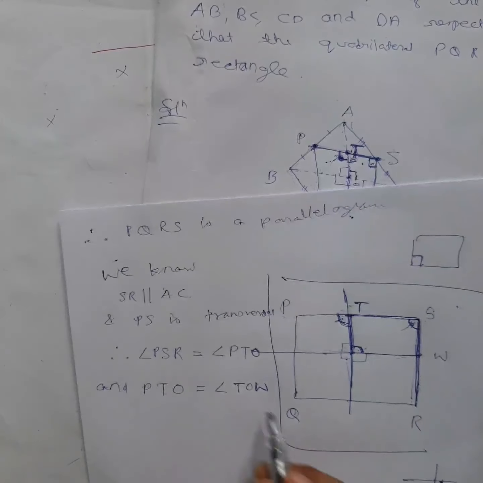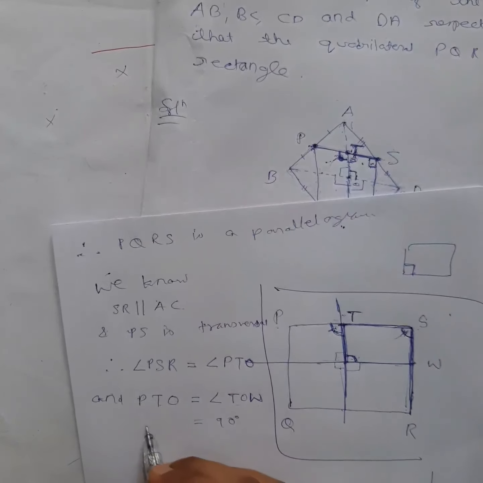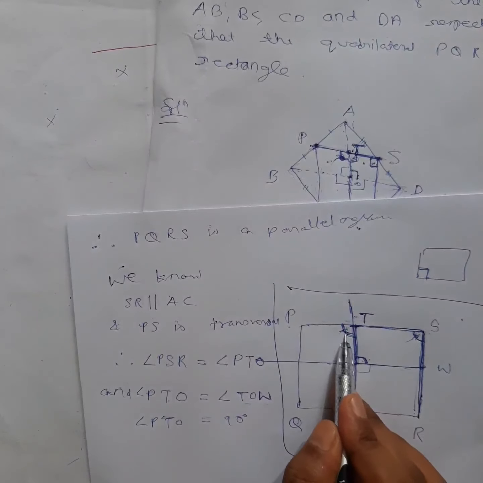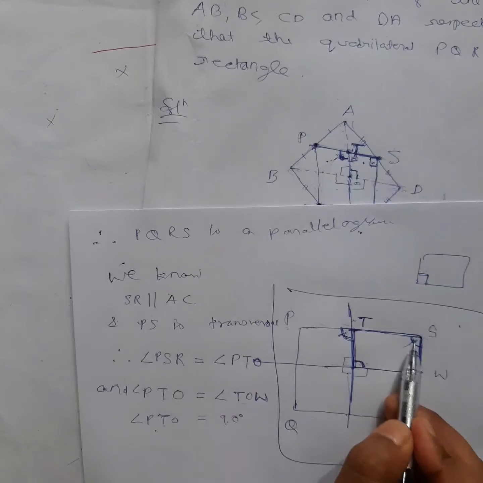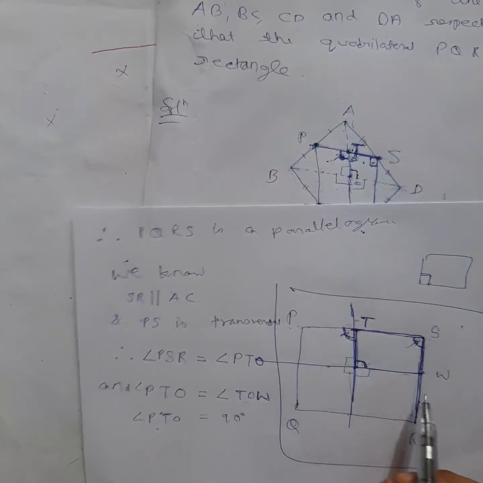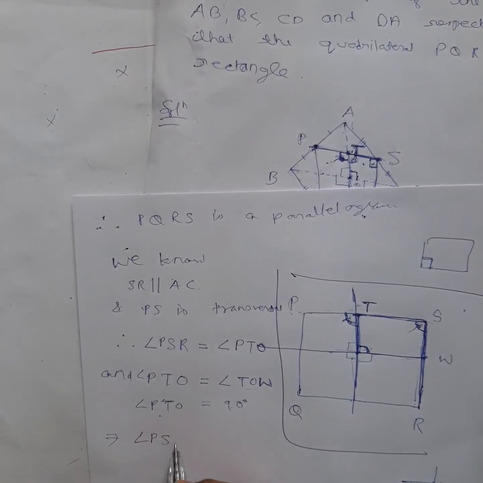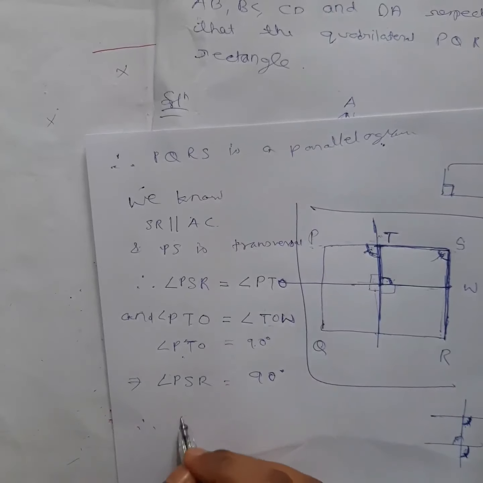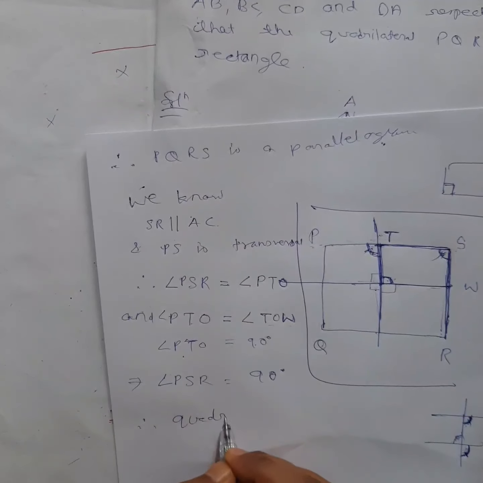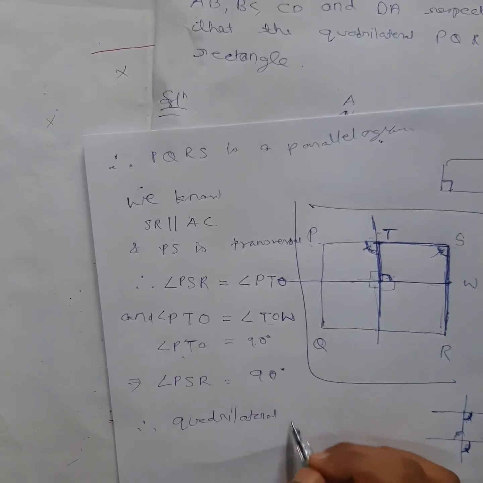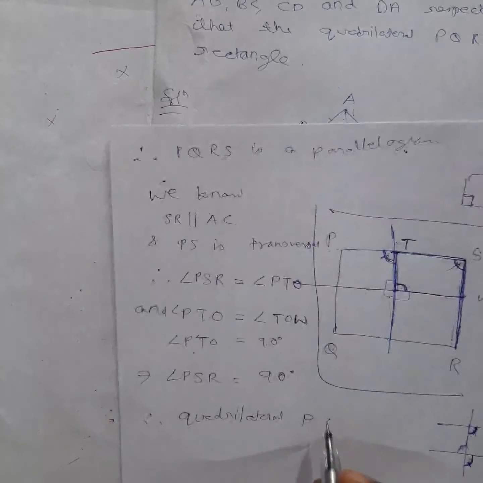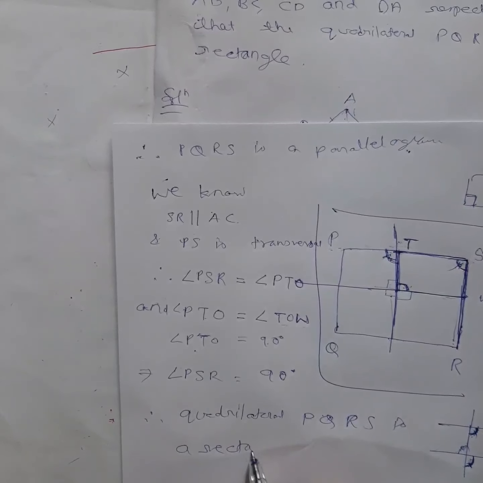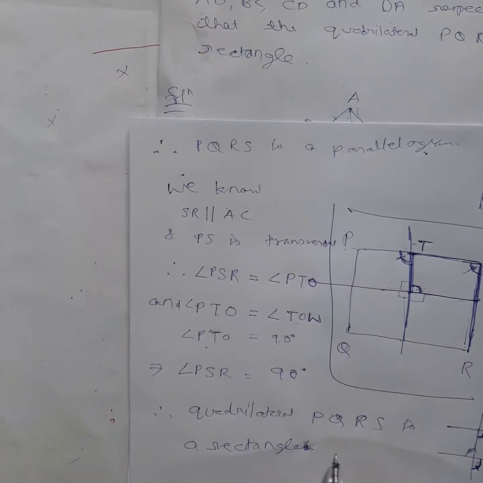Okay. So these two angles. Now this angle we know it's 90 degrees already. PTO is equal to 90 degrees. Right. So if this is 90 degrees, this is also 90 degrees, right? PTO is also 90 degrees. So this 90 degrees means what? Angle PSR is also 90 degrees, which implies angle PSR is equal to 90 degrees. So problem solved. Therefore, quadrilateral PQRS is a rectangle. Okay, that's it.